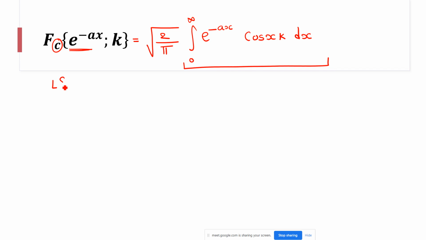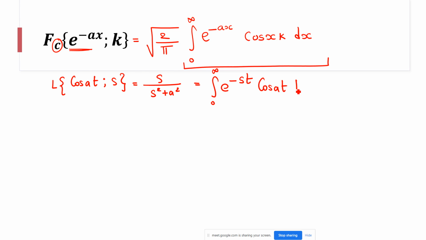Laplace of cos at converted to variable s was nothing but s upon s square plus a square, right? And this was actually nothing but integrating 0 to infinity. What will happen is the only change is the variable will change. The formula would be the same. So it is nothing but e raised to minus st cos at dt. So we know that this integration is nothing but s upon s square plus a square.